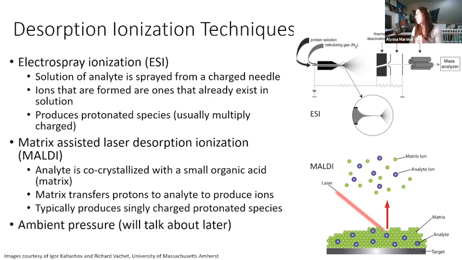So pretty cool. The other techniques that we can use for ionization are called ambient pressure techniques. Most of the time when we talk about ion generation, this has to occur at a very low pressure. It's really cool when we can start ionizing things at room pressure, in open air. It's very difficult to do, but we can do it. I'll talk about that in a little bit.